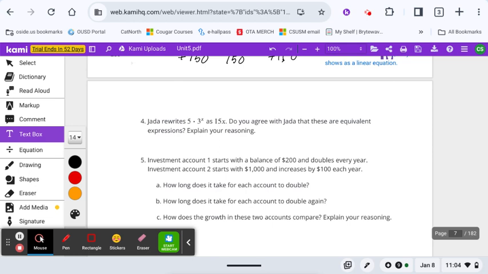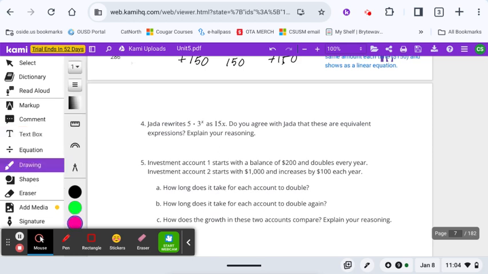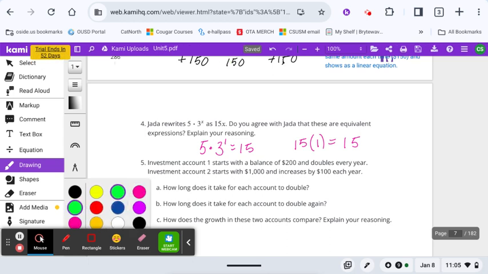Let's plug in some numbers to see if this works. What is 5 times 3 to the first power? Well, 3 to the first power is 3. 3 times 5 is 15. And if I plug in 1 to the other equation, I also get 15. So at first glance, I might think, oh yeah, these are equivalent. But hey, it's got to work for all values.